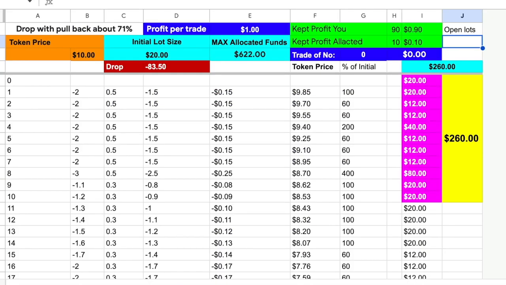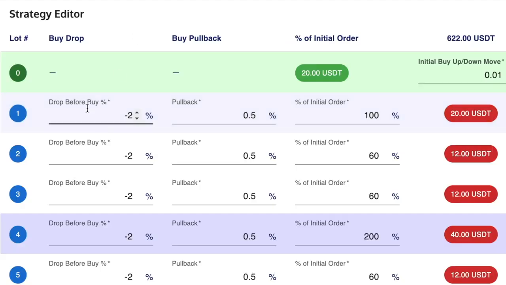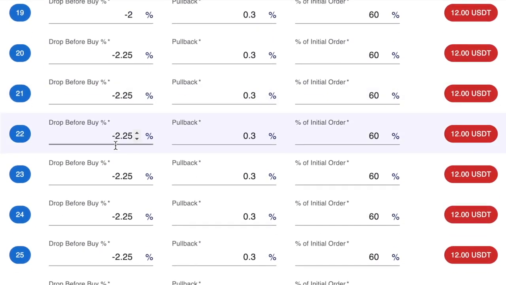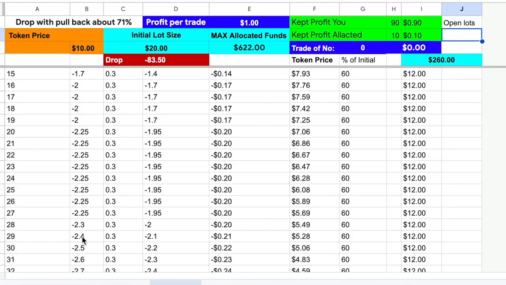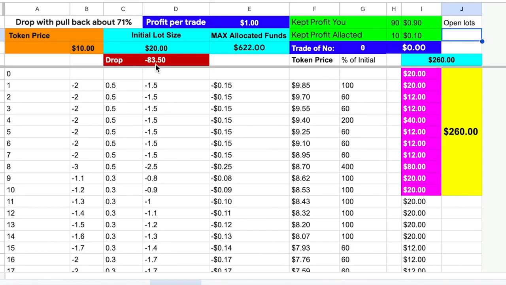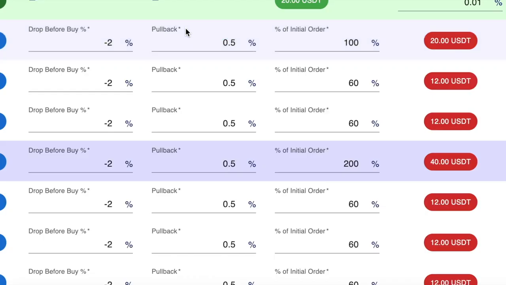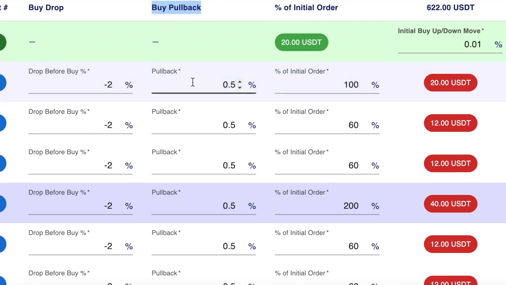And so here's my spreadsheet. There's lots going on on the screen, but don't worry, I'm going to walk you through each bit. Now, the thing that we're going to look at first is this column here, which is column B, with all these minuses in it, which is the drop before buy percentage. So this goes from lot 1 all the way down to lot 38. And what I've done is I've put all those percentages in here and I've totaled them up. That is a drop of 83.5% in the market. So if the price dropped by 83.5% in the market, the bot could still operate. The next column we're going to look at is the pullback. And that's this column here.